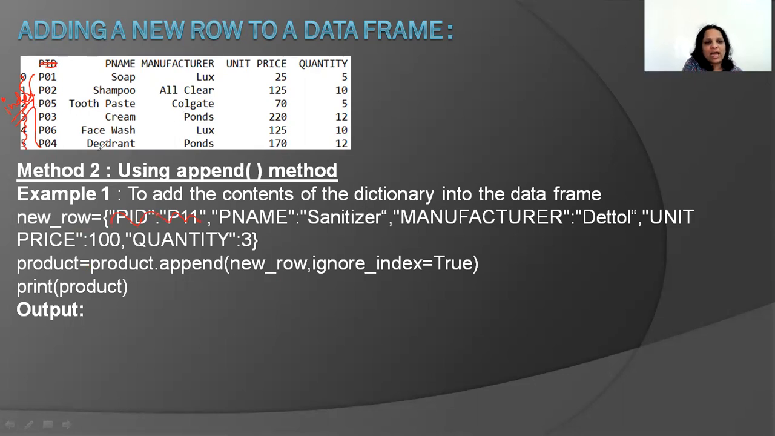Suppose I add sanitizer and manufacturer as Dettol, and unit price as 100 and quantity as 3, what would be the PID here? Because it's a named label, it could be anything. It could be P7, P4, P013, whatever. So how does the computer know what label to take? So it's confusing because I don't have a label there. And you cannot have half of them having named labels and the remaining half having the positional index labels.